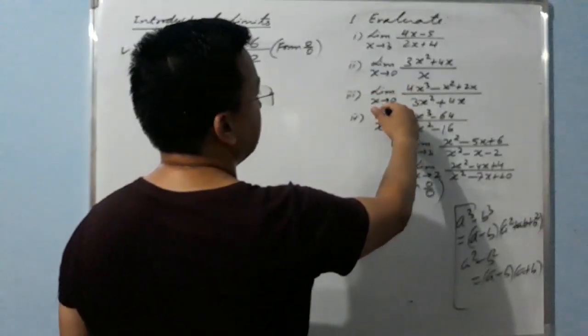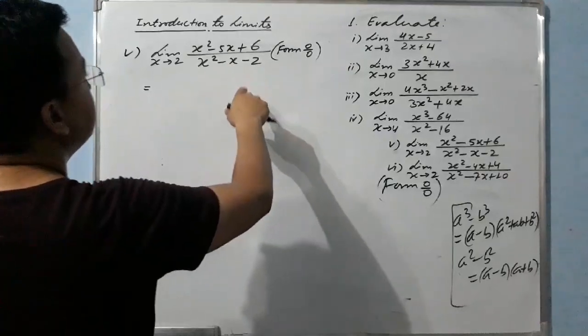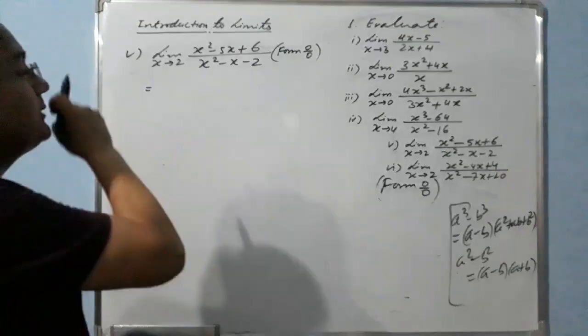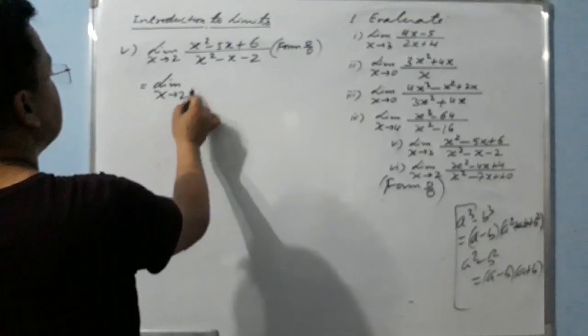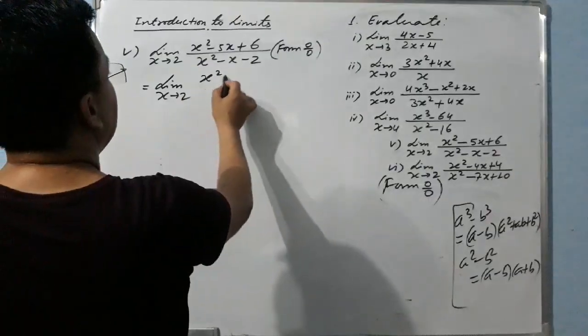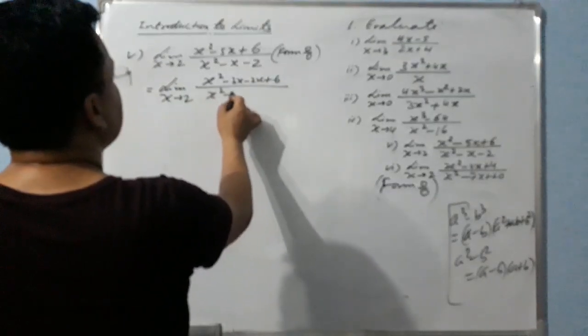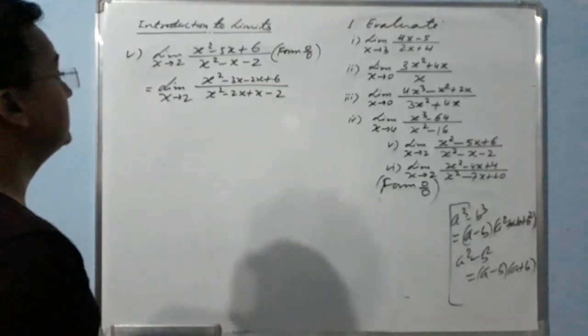Here this is a trinomial, and this is also a trinomial in the form of ax squared plus bx plus c. This means we have to split the middle term. This way we can factorize, right? So let's see: x squared minus 3x minus 2x plus 6. How do we split the middle term?